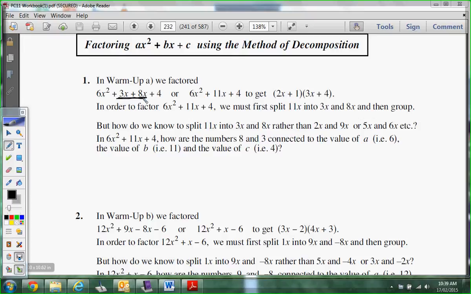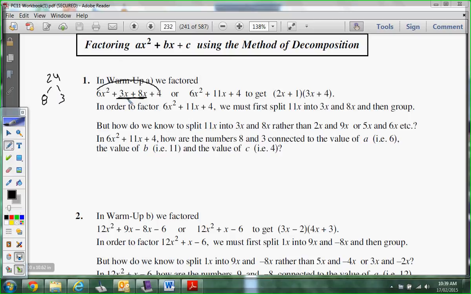Okay, so in the warm-up, we factored 6x squared plus 11x plus 4 to this. In order to factor 6x squared plus 11x plus 4, we must first split 11x into 3x and 8x, because this right here we're going to do. That's what AC is going to do for us. Okay? So what we want to figure out is 6 times 4 is what? It's 24. It's 11, right? What adds up to 11 that are factors of 24? That's where the 8 and the 3 come into play for us.